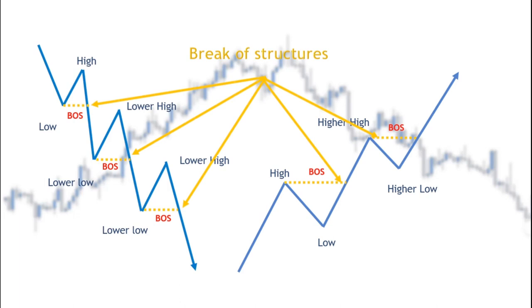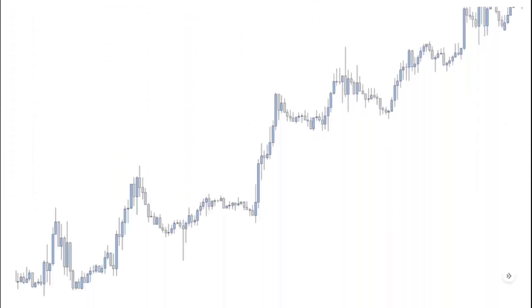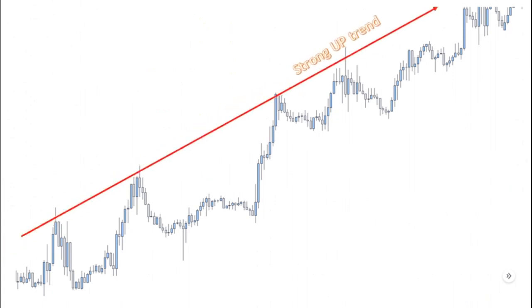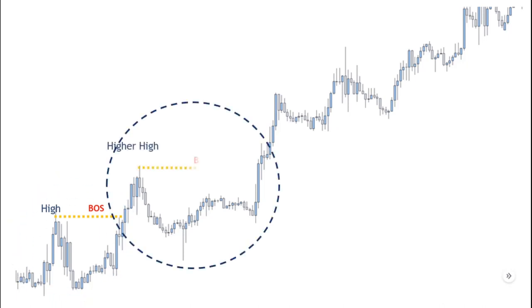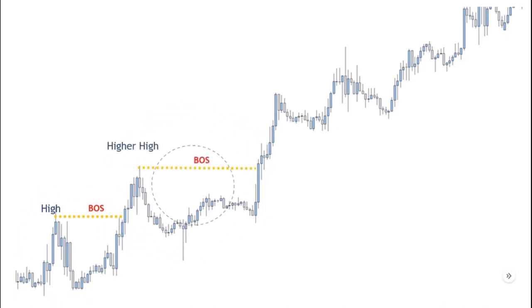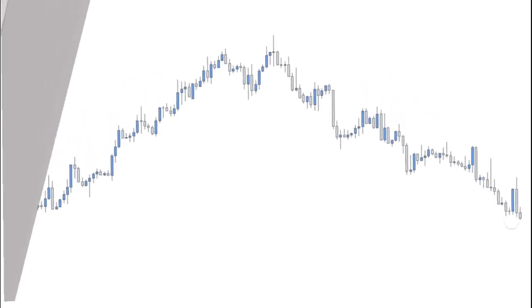Let's take a look at the chart and see whether we can specify the BOSs. As you can see, there is a strong uptrend. Here the price breaks the previous high in an uptrend, so we mark it as a BOS. Again, the price breaks the previous high, so we highlight it. And the rest just like the others.